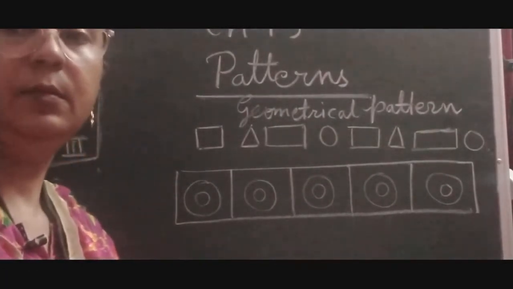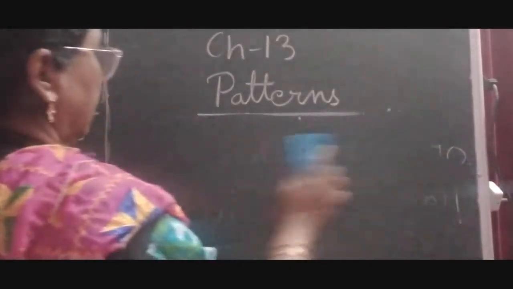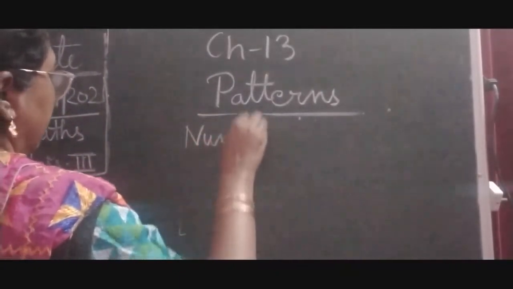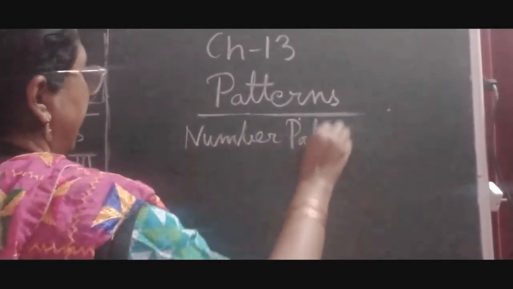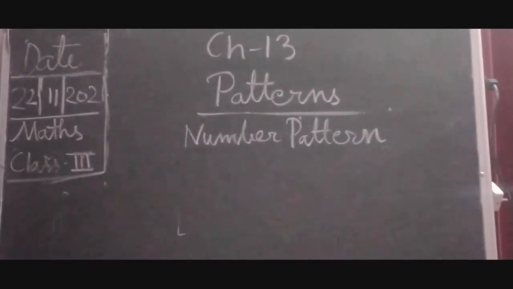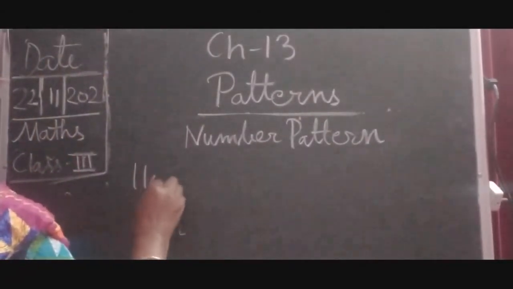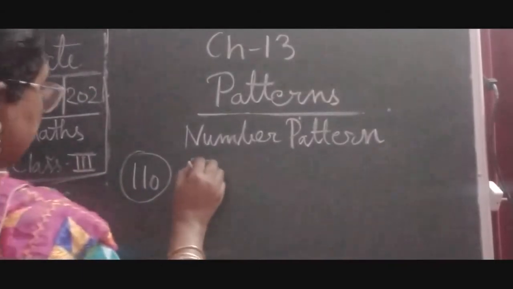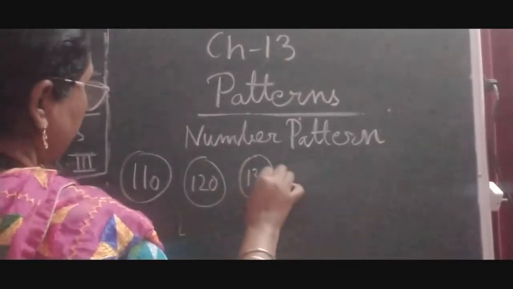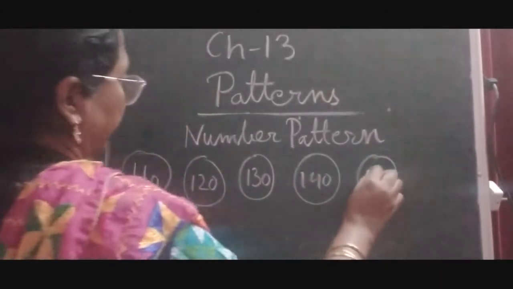Okay children. Now we will learn about number patterns. What are number patterns? Here you can see, if 110 is given, then the next number will be 120, the next number will be 130, then 140, and then 150.